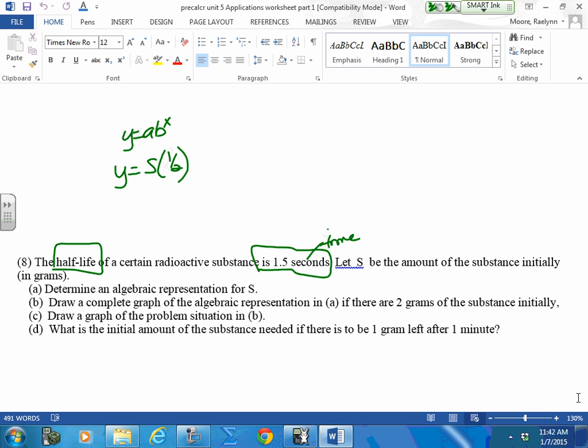Now, you want to take your seconds. Your seconds is your time. So you say to yourself, are you every second? No, you're every 1.5 seconds. If I was every second, I'd be X. But since I'm every 1.5 seconds, I have to make my cycle. Make sense? Now, there's your algebraic representation. It's just your equation. Draw a complete graph of this equation if there are 2 grams of the substance initially. So we're going to substitute in a 2.